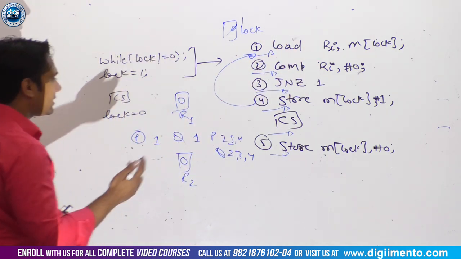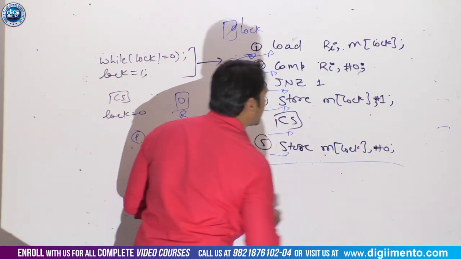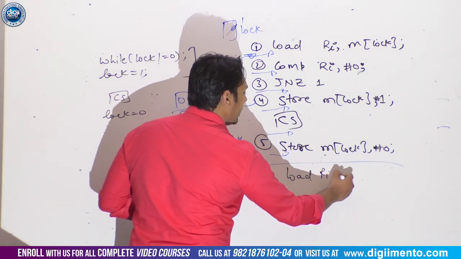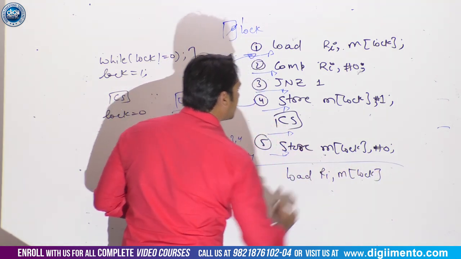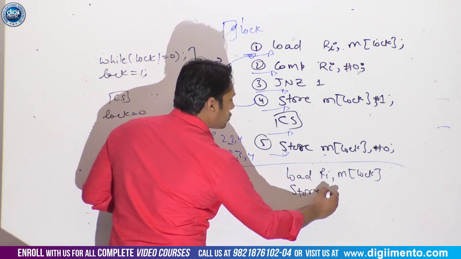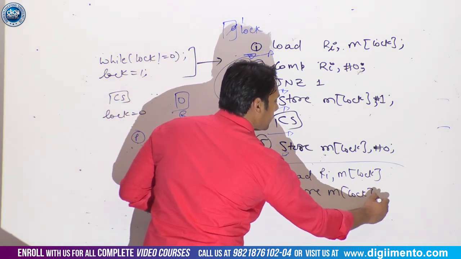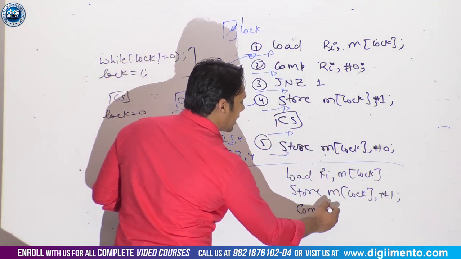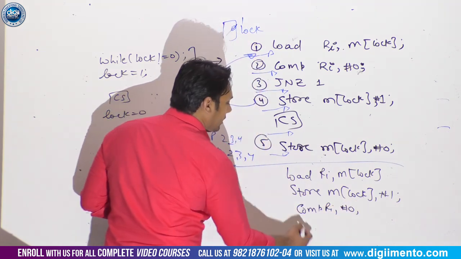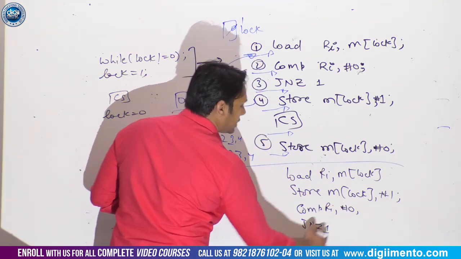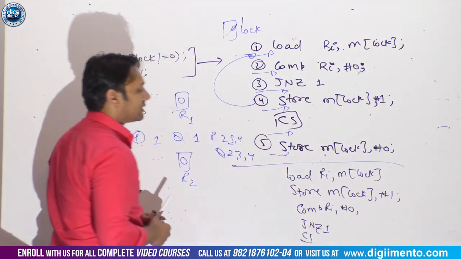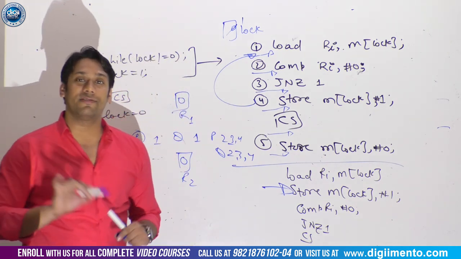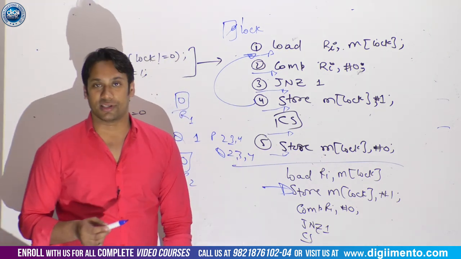But what if we create something like this? If we change it to something like this, that we load the value, we load R1, M lock, and after this we store the value, store M lock. In the lock, we stored the value 1. After this we are comparing the value of register R1, and then we are jumping if non-zero to statement number 1, and then we are entering the critical section. So what we have done is we just changed the location of this store instruction, that is, in hardware we changed the location of the store instruction.